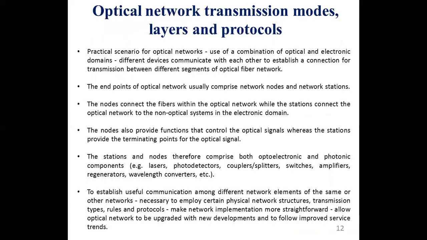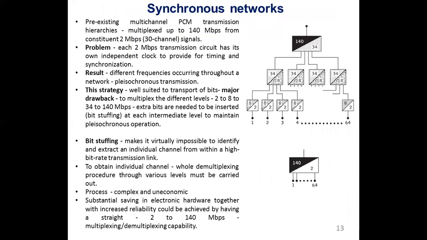We had just started with the optical network transmission modes, layers, and protocols. The basic idea of this is to have certain rules, so that we can transmit and receive the signals properly. In this regard, we have 2 types of networks. The first one is known as a synchronous network. A synchronous network is a network in which there is multiplexing that occurs for multiple channels.